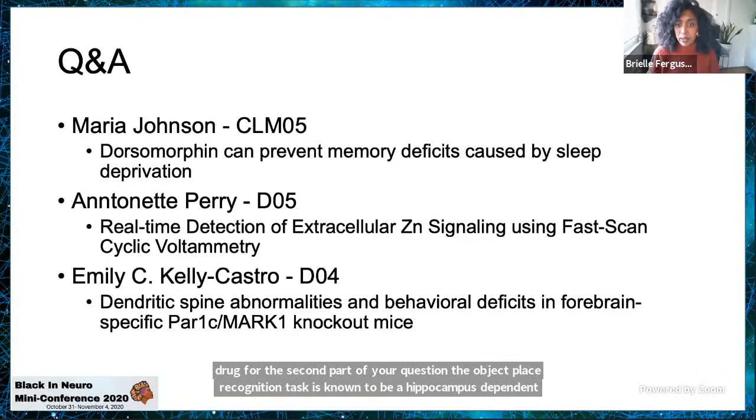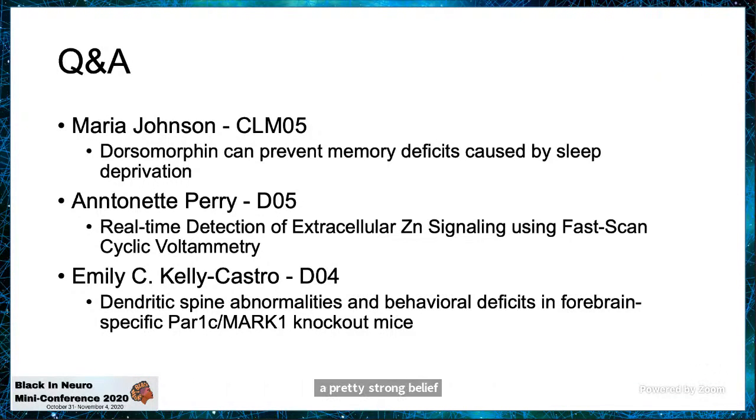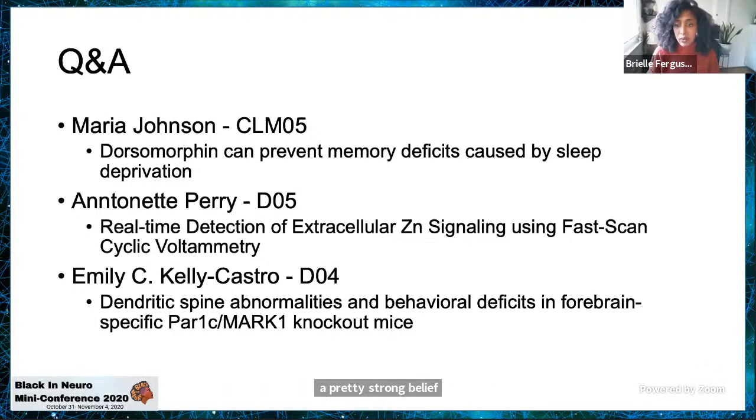Thank you, Maria. Our next question is for Antoinette. They said, great talk and very exciting research, and asked, could you expand upon the contribution of zinc in ischemic stroke?